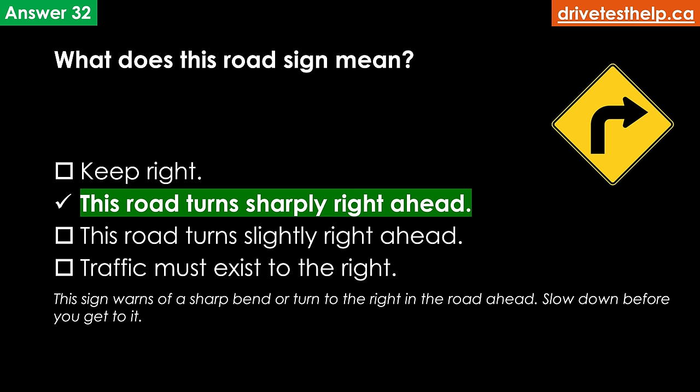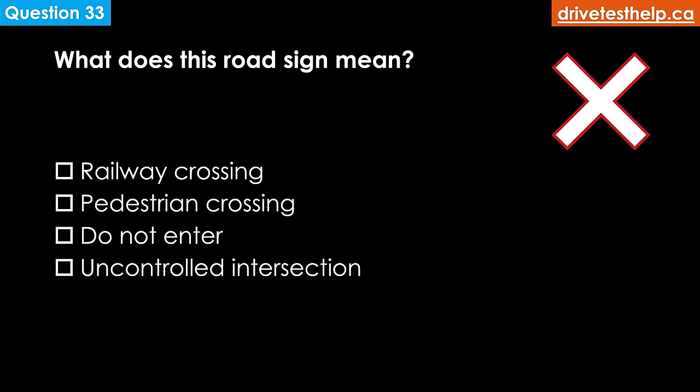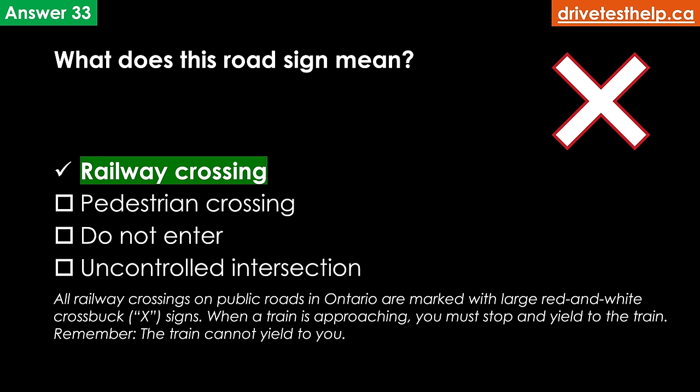What does this sign mean? Railway crossing, pedestrian crossing, do not enter, uncontrolled intersection. The correct answer, railway crossing. All railway crossings on public roads in Ontario are marked with a large red and white crossbuck X sign. When a train is approaching, you must stop and yield to the train. Remember, the train cannot yield to you.